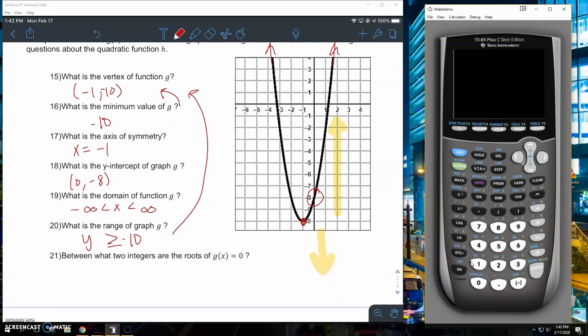And between what two integers are the roots? Okay, so the roots are your x-intercepts. And here's one root, and here's the other root. So it's asking between what two integers, so what two numbers? Okay, so my first root is between -3 and -4. And my second root is between 1 and 2.